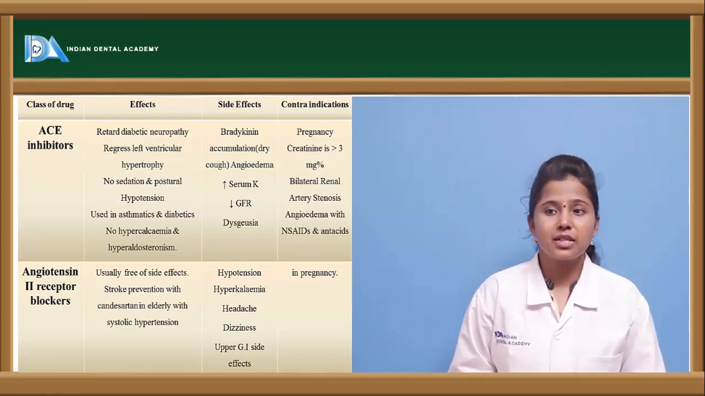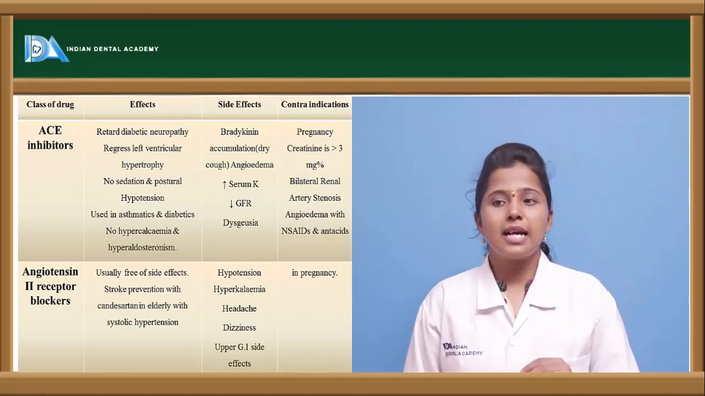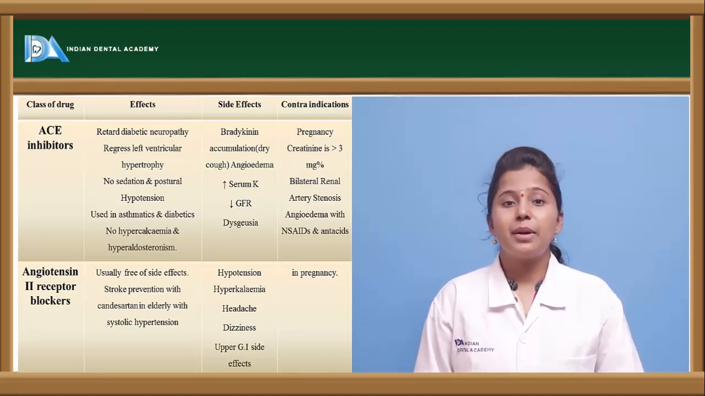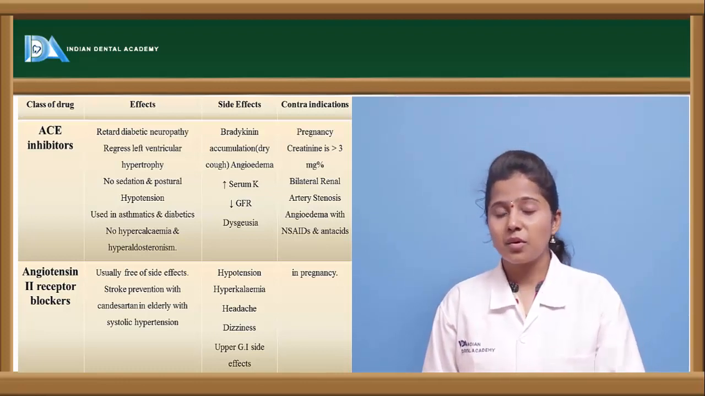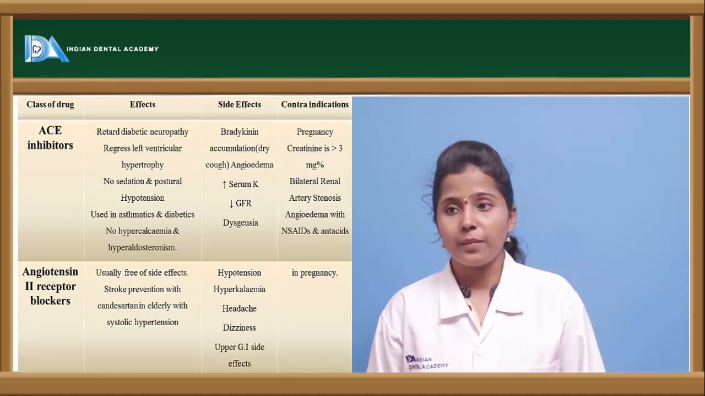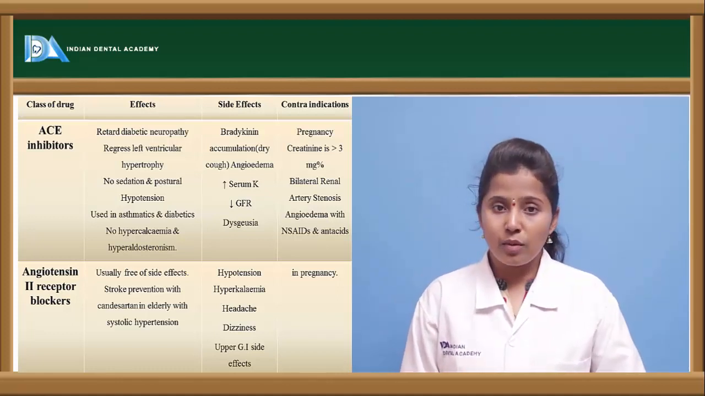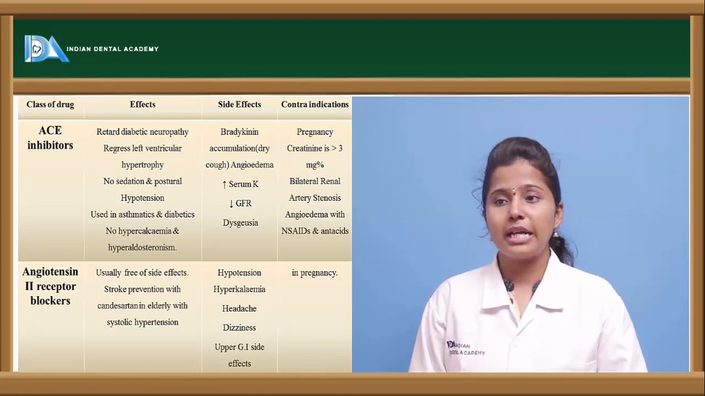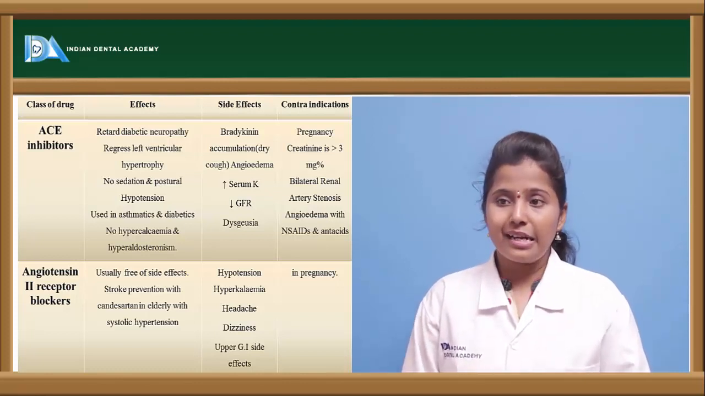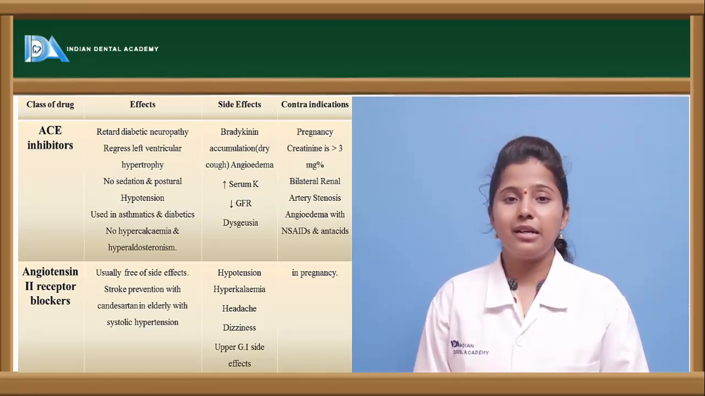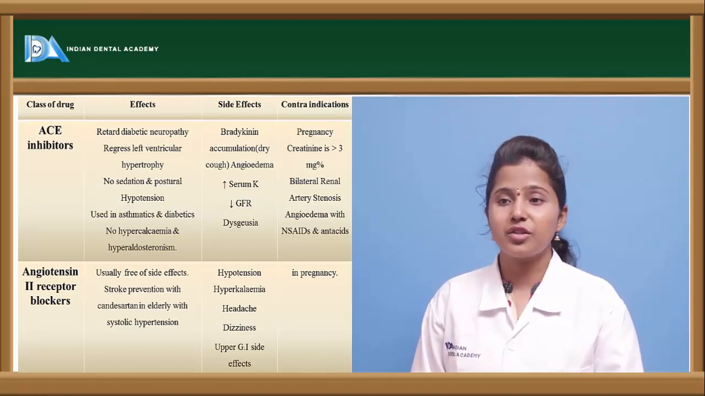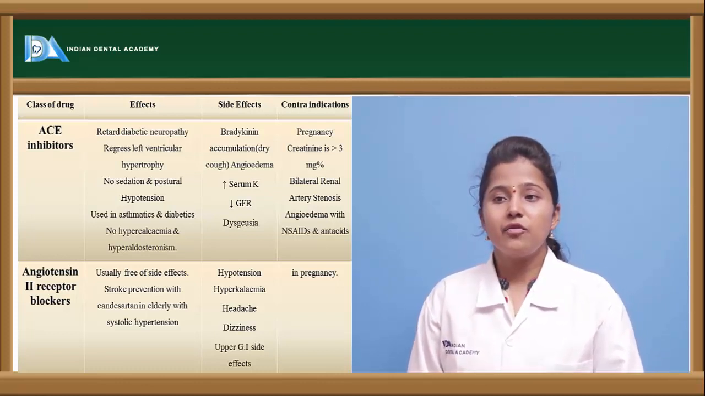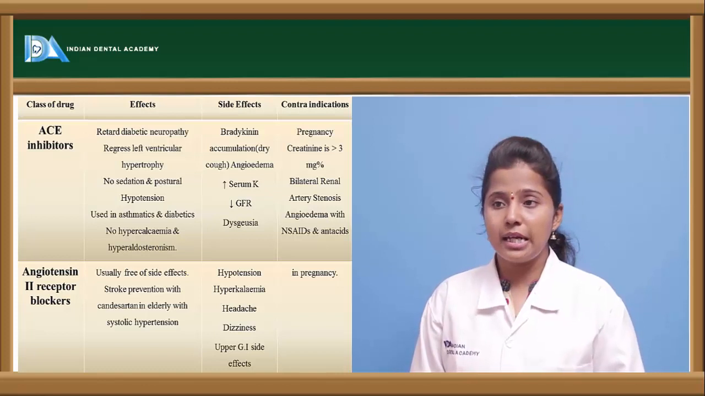And let us see the side effects of these ACE inhibitors. ACE inhibitors cause bradykinin accumulation, and when bradykinin is released in excess amount in the body, it produces dry cough. So bradykinin accumulation will take place in the blood, and ACE inhibitors also increase serum potassium and decrease glomerular filtration rate. These are a few of the side effects of ACE inhibitors.